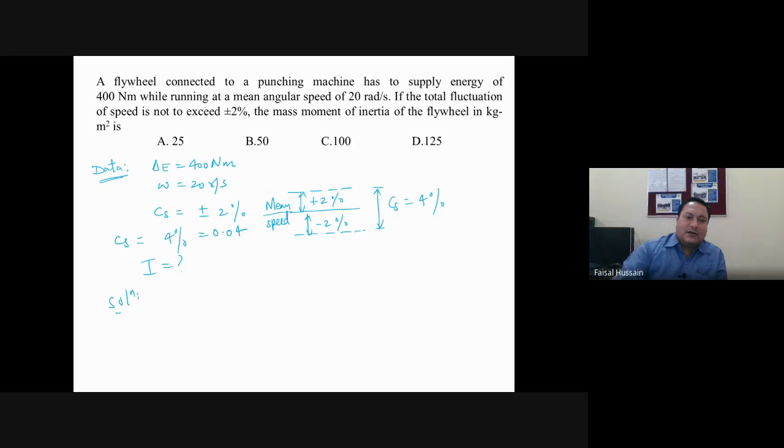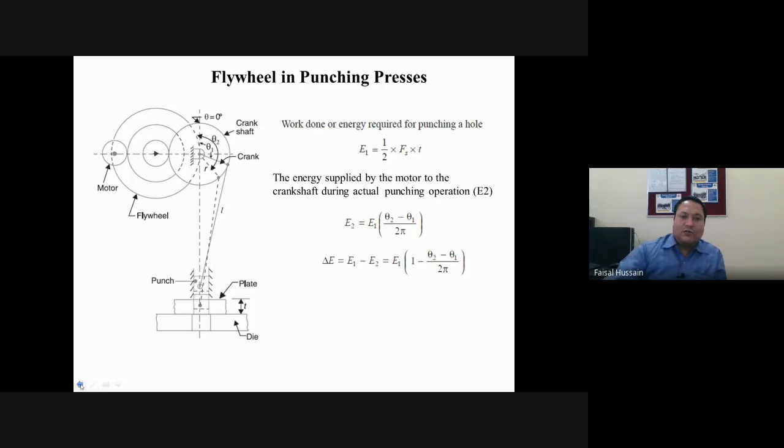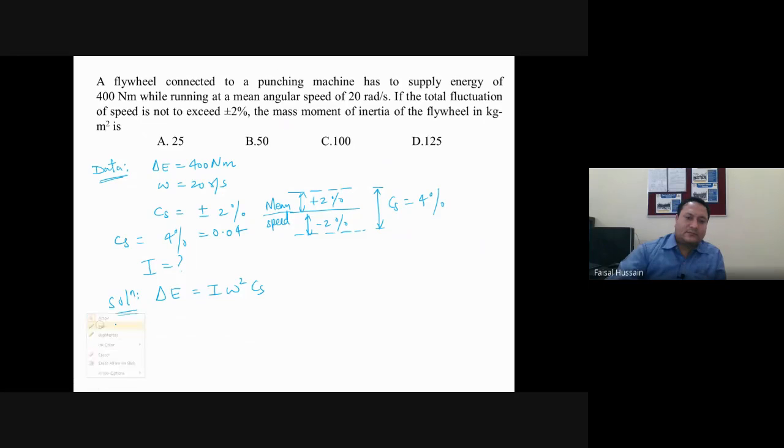Solution. In the previous derivation, you have seen that delta E equal to what? I omega square CS. This you have seen: delta E equal to I omega square CS. Now, delta E is 400, I is m k square, which we have to find, omega is 20 square and it is 0.04. So directly you can find the answer. It is somewhat 25 kg meter square.